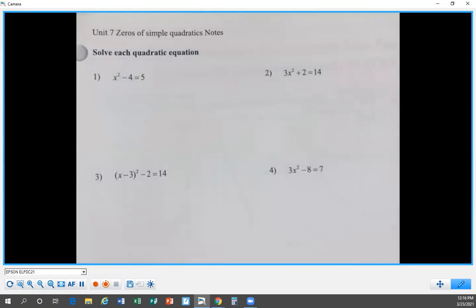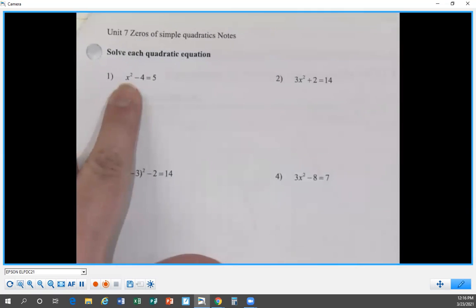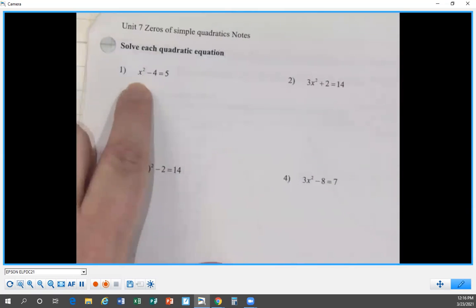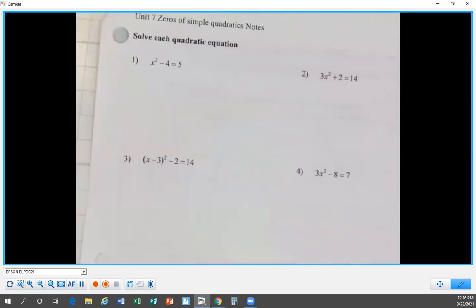All right, so next we are going to look at examples that do not have a y or an f(x), that are just an x squared, in which case we will use square root to solve these problems. So this is just solving a quadratic equation. Just a simple x squared, there's no y term or f(x) term.